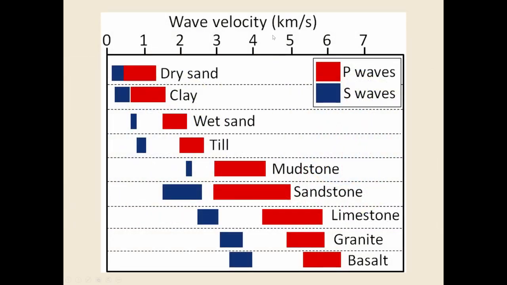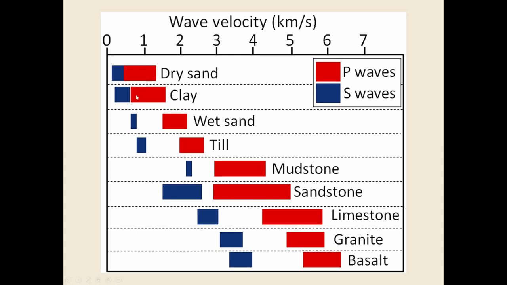So here's some wave velocities. This is what I was talking about before, about different densities or different properties of material. So dry sand, waves don't go very fast, P waves or S waves. We've got some varying degrees. So the waves are going to travel, not all sand is exactly the same.